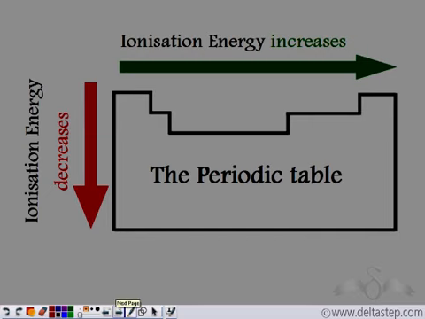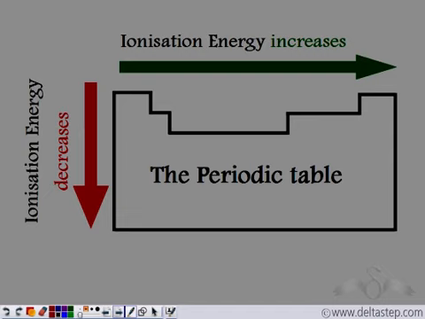So in a periodic table, when we move from left to right, the atomic size decreases. The decrease in atomic size tends to bring the outermost shell close to the nucleus, so it becomes difficult to remove the electrons. Greater energy is required to remove the electrons, and so the ionization energy increases.